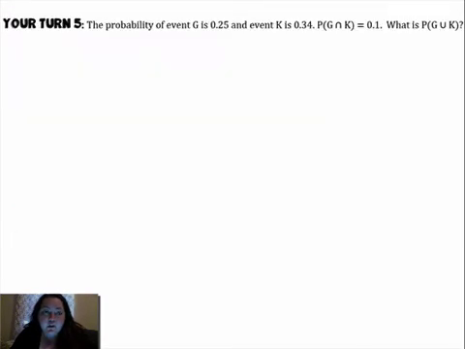Alright, your turn. Try this one. Pause it. The probability of event G is 0.25. And event K is 0.35. The probability of G and K is 0.1. What's the probability of G or K?